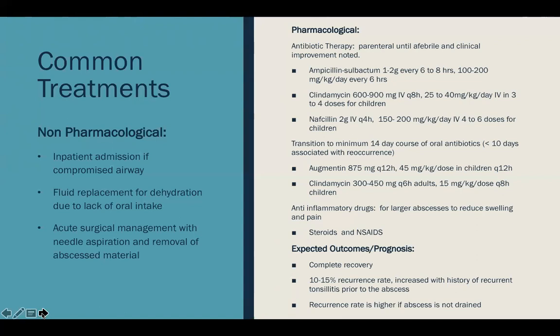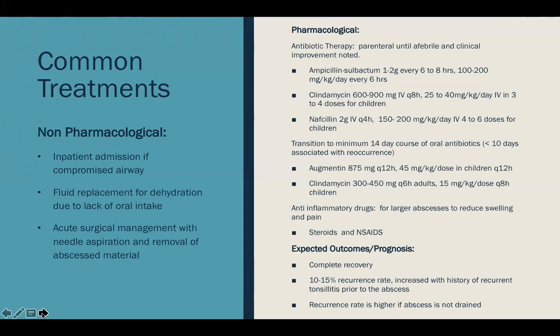Pharmacological would be antibiotic therapy, parenteral until afebrile and clinical improvement is noted. This would be ampicillin, sulbactam, clindamycin, or nafcillin. And then you would transition to a minimum 14-day course of oral antibiotics. Less than 10 days is associated with reoccurrence. This would be Augmentin, clindamycin. The dosage is noted there.